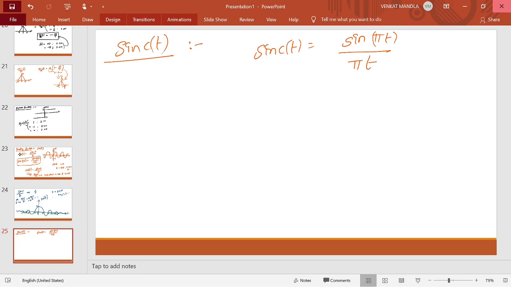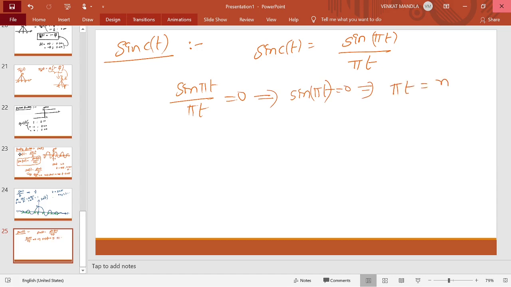Where does this signal have zero crossings? Sin pi t by pi t equals zero where the signal is zero. So from this, sin pi t equals 0. When this becomes 0, pi t equals plus or minus n pi. So t equals plus or minus n. So t equals plus or minus 1, plus or minus 2, plus or minus 3, and so on.